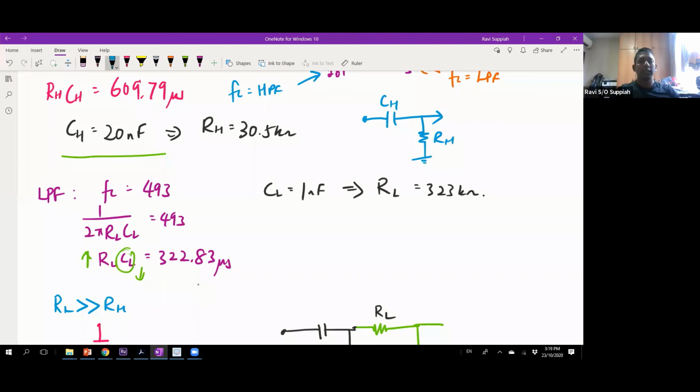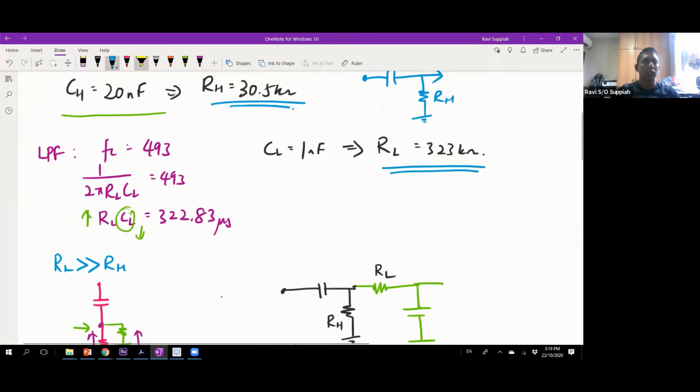You can see that your RL here, your low pass filter resistor, is 10 times more than your RH. So you satisfy the condition that your RL must be a lot bigger than your RH, so the loading effect will not be seen. Your low pass filter design is basically your resistor first, followed by capacitor. So this is your RL, and this is your CL.